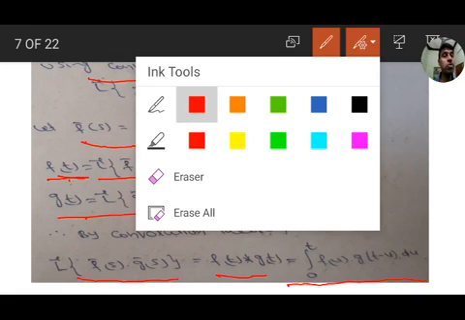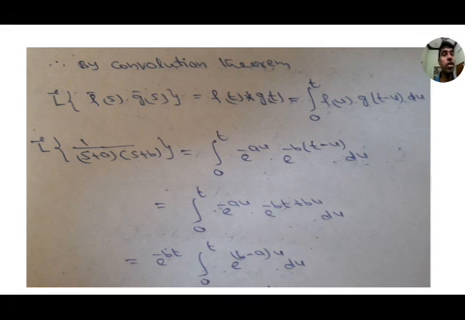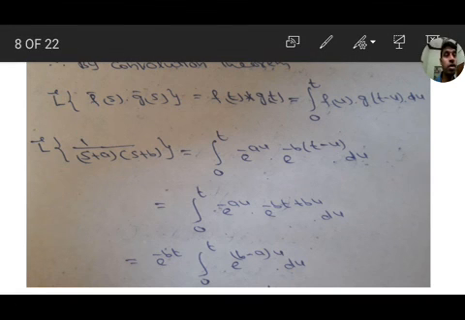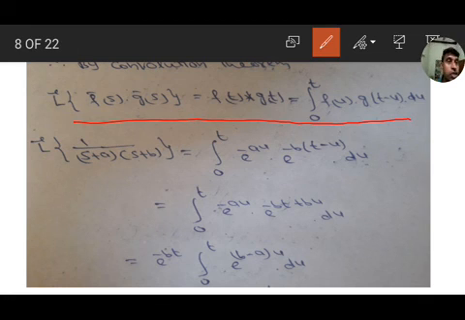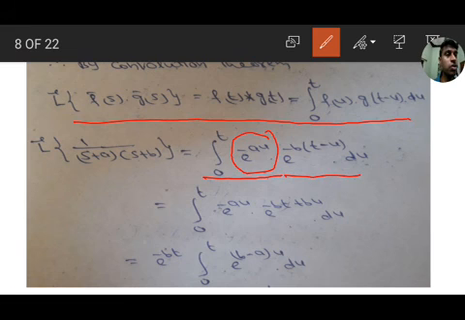Therefore substitute these values in the integration. We get, by the convolution theorem, the integral from 0 to t of f(u) times g(t minus u) du. Here f(t) equals e to the power of minus at, therefore we get e to the power of minus au. g(t) equals e to the power of minus bt, so we get e to the power of minus b into (t minus u).